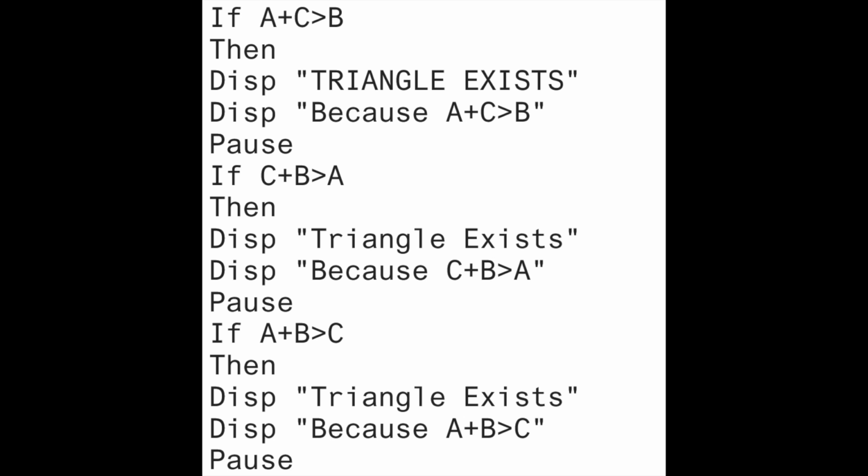Next, like the step before, you are going to use if-then statements to inform the user that a triangle can successfully be created. Notice that the chance of side A, B, or C being in the hypotenuse position is taken into consideration. This is done using the simple rule that the sum of the two smaller sides is greater than the length of the hypotenuse.